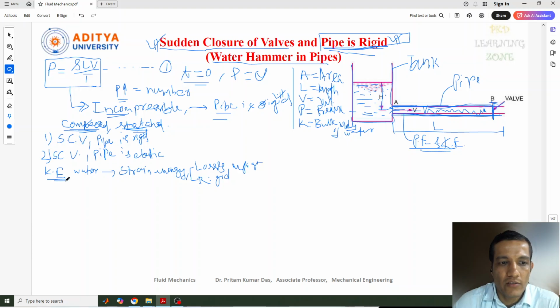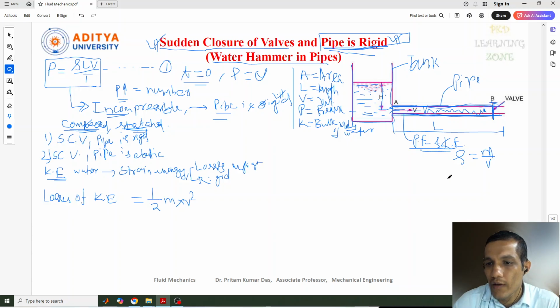Now, what are the losses that happen here? As I told you, the loss of kinetic energy. So now we need to identify the loss of kinetic energy, equal to, we know that kinetic energy equals half m v square. So half into m into v square. Here m is the mass of water which is present in the pipe. We know that rho equals mass by volume, so mass equals rho into volume, and volume we can write as area into length, A into L.